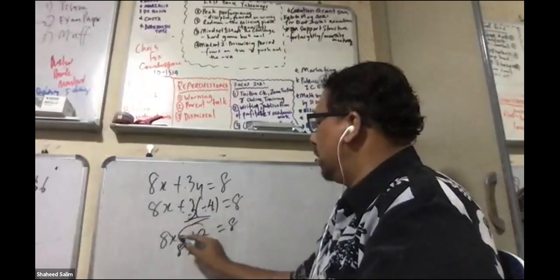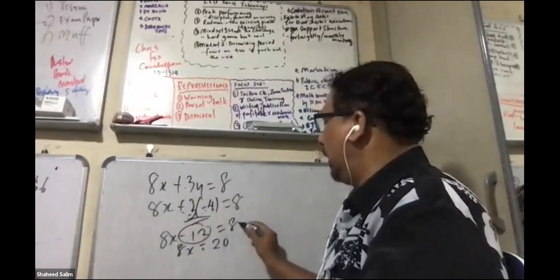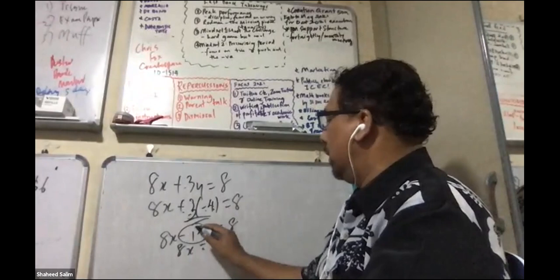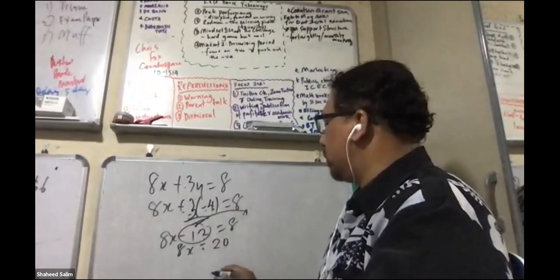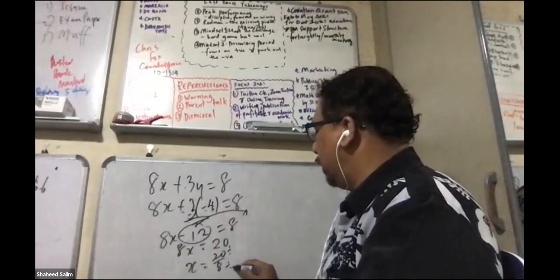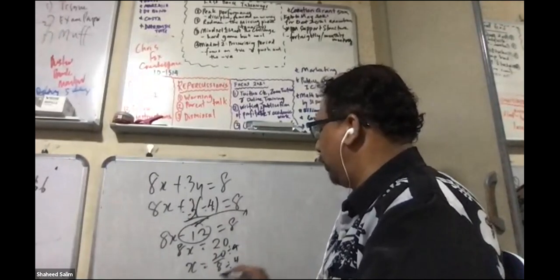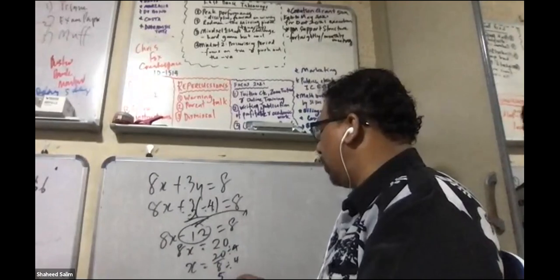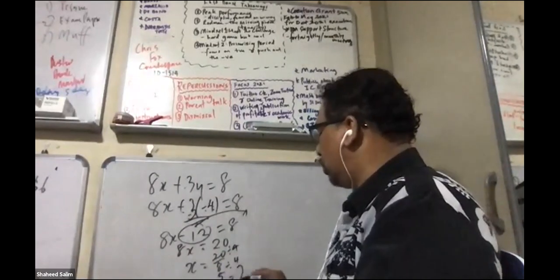8x equals to, bring this minus 12 over, you get 20. 8 plus 12 equals 20. You bring over, minus 12 becomes plus 12. X equals to 20 over 8. You can divide by 4, divide by 4 equals to 5 over 2 equals to 2.5, 2.5.